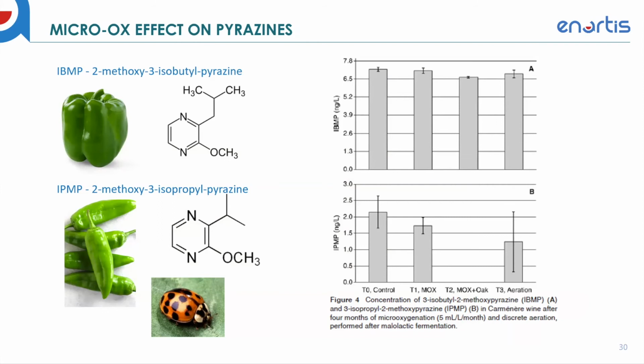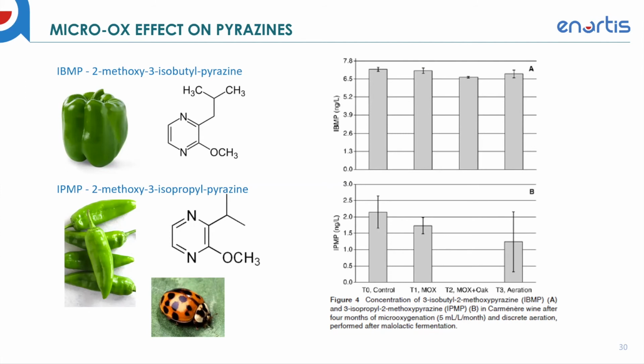But what we have found is that in combination with oak, microox can actually be very effective at removing IPMP, which is another green character associated with unripe fruit, or with ladybugs. So if you have ladybug taint in your wine, microox in combination with oak can be a really good way to treat that, because the ladybugs contribute a lot of IPMP.